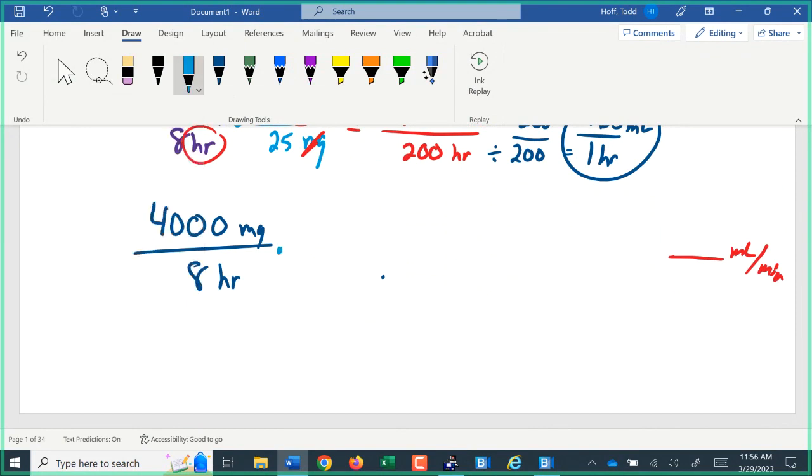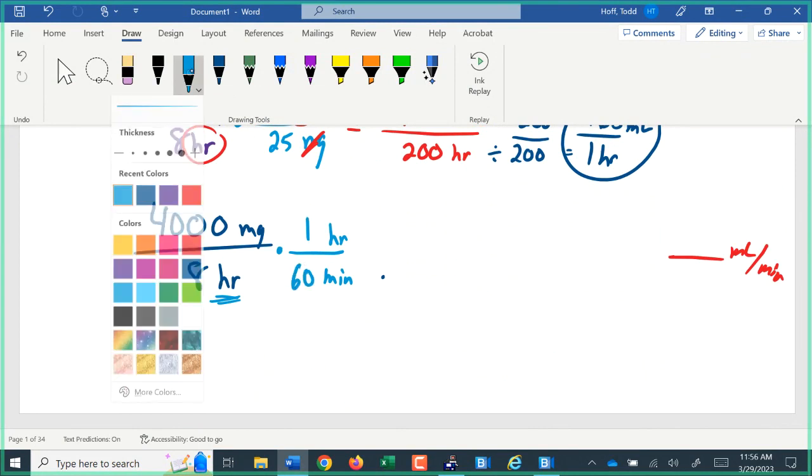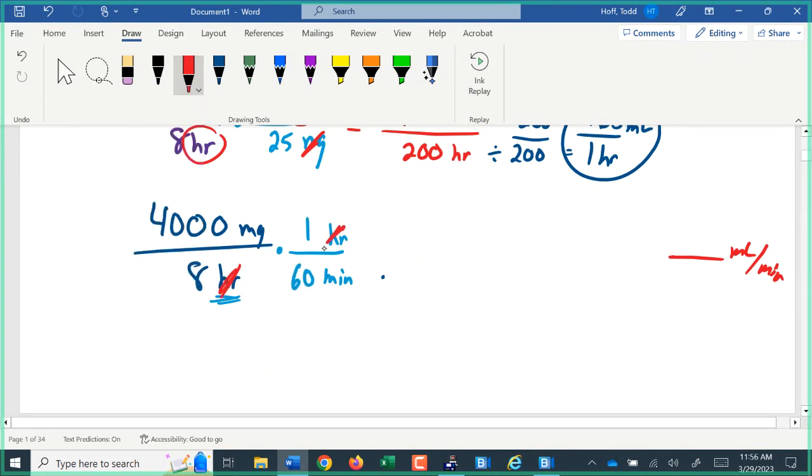But as I said, I usually try to change the time first. So I'm going to go from hours to minutes. The hours were on bottom, so I put hours on top. 1 hour, 60 minutes. The hours cancel out. So now we are in milligrams per minute. We want the minutes, we don't want the milligrams. So to get rid of milligrams, since they're on top, we'll put milligrams on bottom.